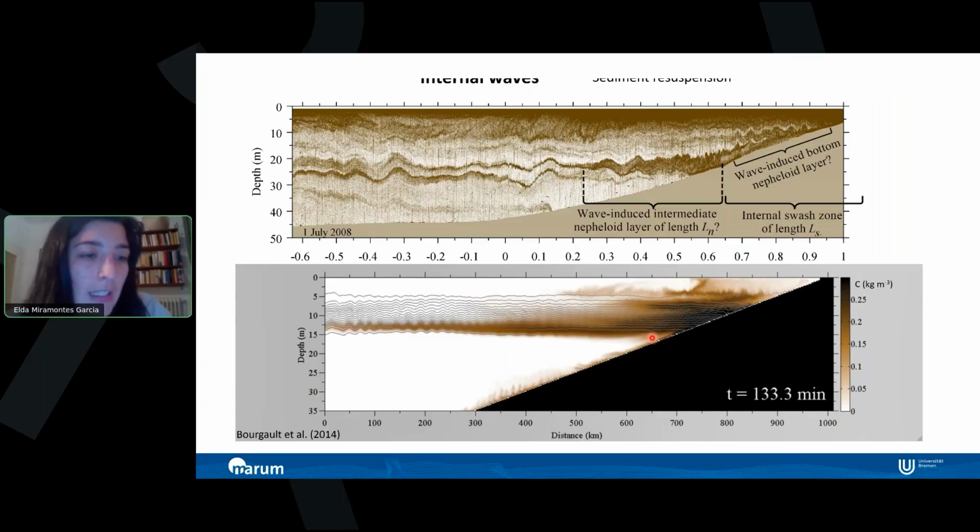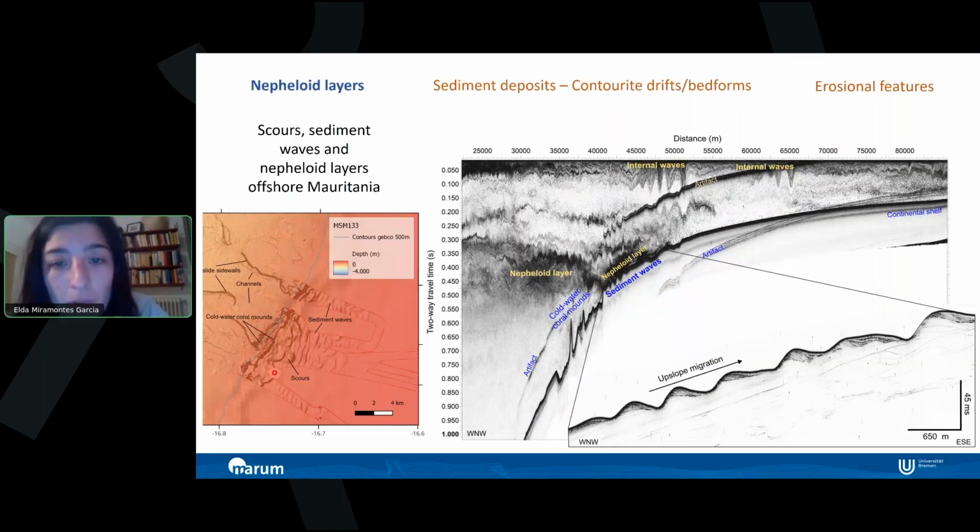Also, we recently had a cruise offshore Mauritania, and we observed again very similar features in the upper slope and shelf edge. So here, what you see is the water column. We have a nepheloid layer that starts at around 300 to 500 meters depth, and then it propagates offshore. And in the zone of degeneration of the nepheloid layer, we have a field of bed forms. So we have first scours, erosional features in the deeper part, and then in the upper part, we start having a field of bed forms.